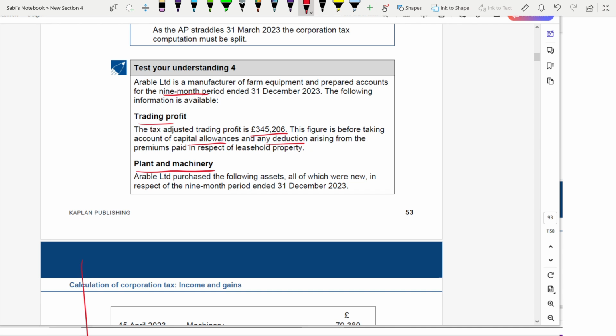Let us start with test your understanding 4. Okay, so what should be our first working? From trading profit, you have to deduct capital allowance. You have to deduct lease premium. So first we'll calculate this, second we'll calculate this, and we'll see any other income we have to do or not.